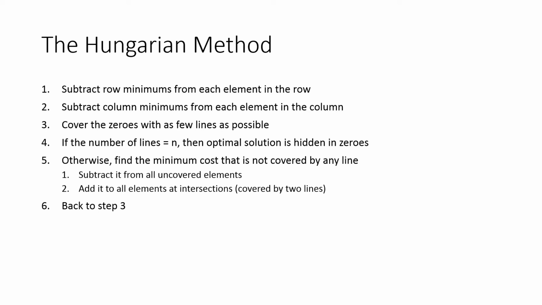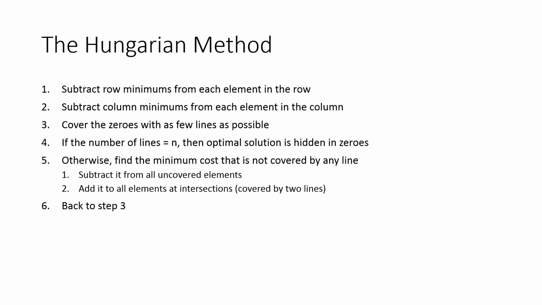If the number of lines used to cover the zeros equals n, then the optimal solution has been reached, and you just have to find it by allocating those mappings in the locations where you see a zero inside the table. Otherwise, the minimum cost is not found yet.